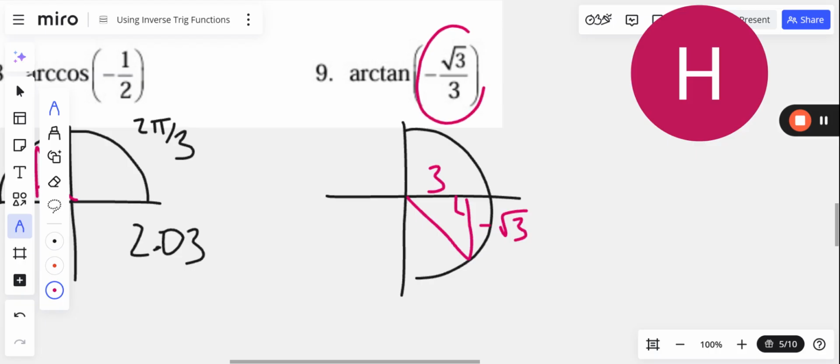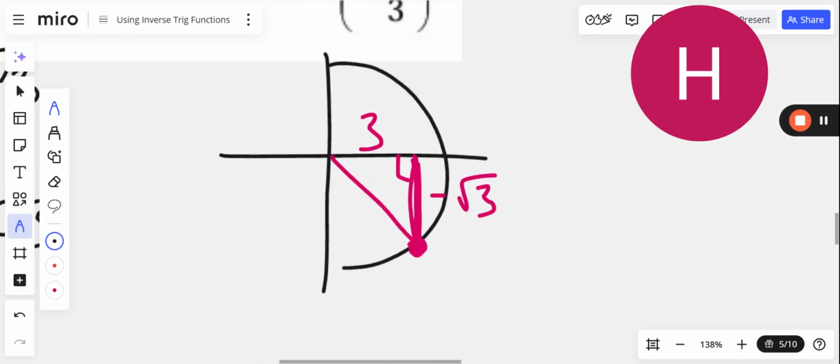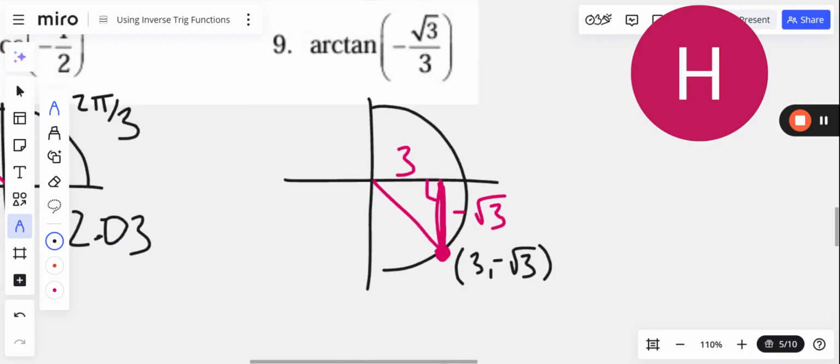Notice that because the fraction's negative, only one of them has to be negative. Which one has to be negative? We'll just think about it logically, right? If it goes down, then this component is going to be negative. And we're not saying that the length is negative. That's not really accurate. But what we're doing instead is putting a point on the circle which has these coordinates, and so that's why it's allowed to be negative.